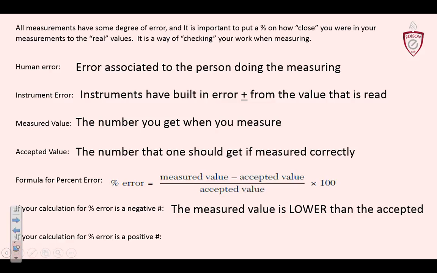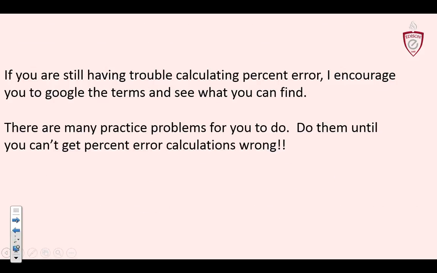So if your calculation for percent error ends up as a negative number, it means that the measured value you got when you measured the device is lower than what you were supposed to get. So there'll be a negative sign out in front of your percent. If your calculation for percent error ends up being positive, that means the value that you measured is actually a little bit bigger than what you were supposed to get. But generally speaking, if you keep your error small, below 5%, you're doing just fine.